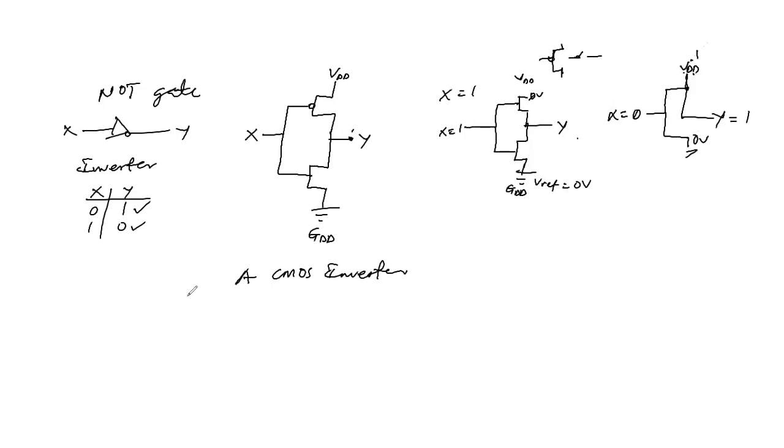So if X is 0, the PFET is on. So the voltage value is seen here. And then the NFET is off, so 0 voltage is seen here. So let's see the AND gates.